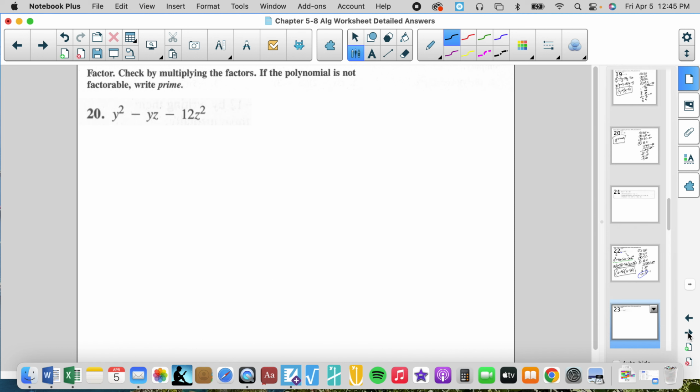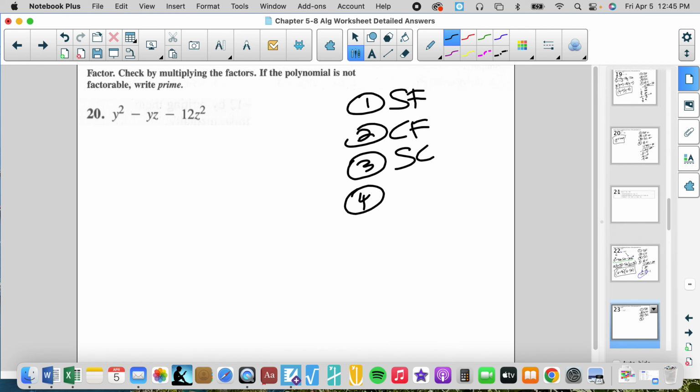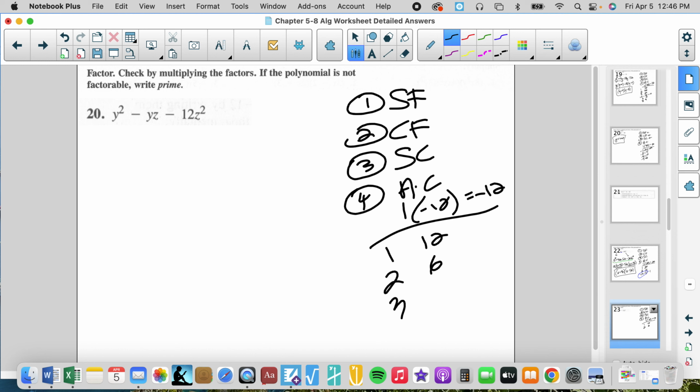We can always check if we need to. So it's in standard form. There's no common factor amongst the three terms. It is not a special case because 12 is not a perfect square. So we will utilize A times C. Negative 12. Factors of negative 12 are 1 and 12, 2 and 6, 3 and 4. Signs are different. Bigger is negative.